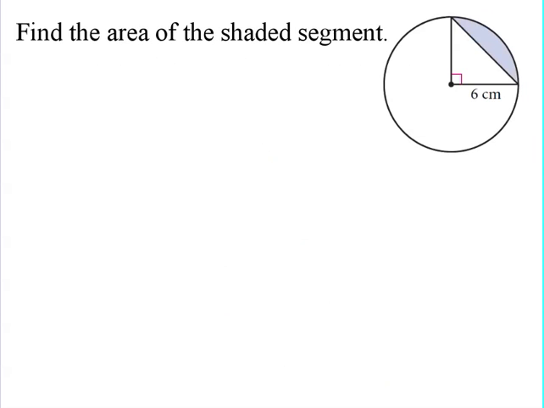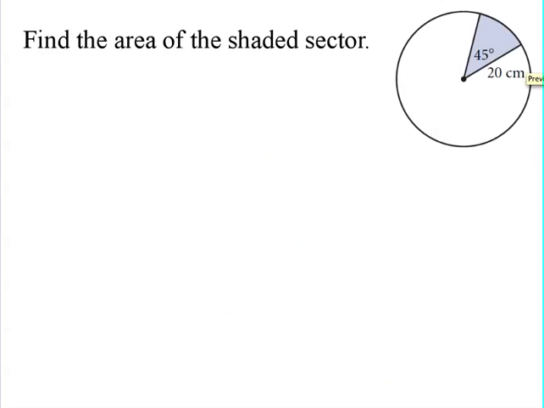So let's go ahead. Oops, I think I skipped one. Yep, I did. Find the area of the shaded sector. So what we're going to do is all I'm going to do is take the angle, in this case 45 degrees. I'm going to divide it by 360. I'm going to take that times pi times 20 squared. That's all you're going to do.